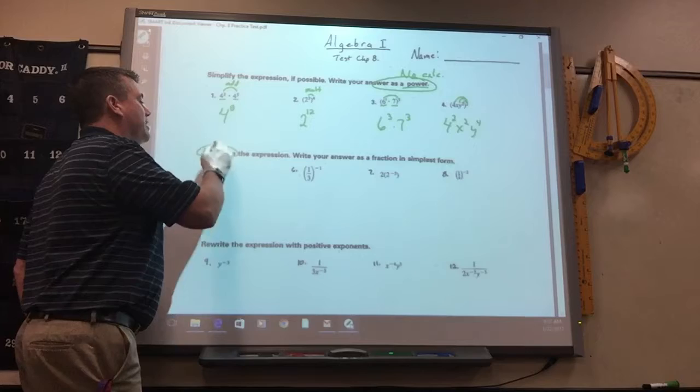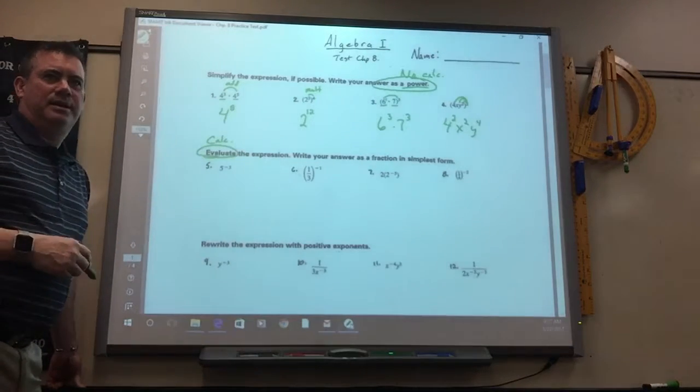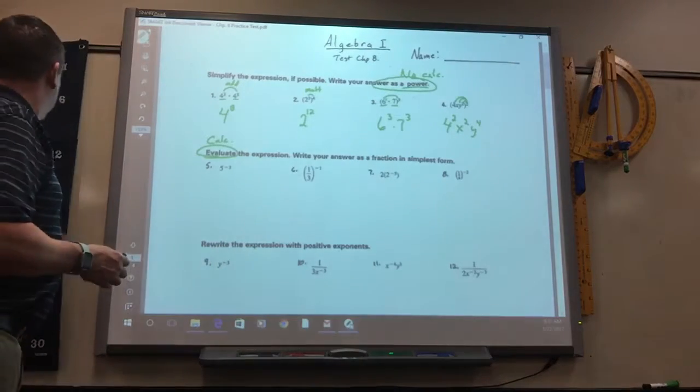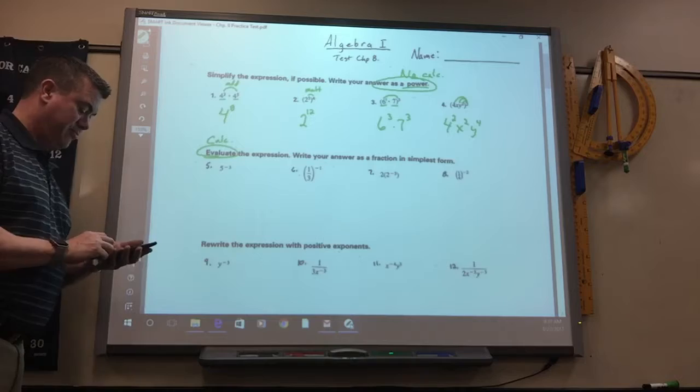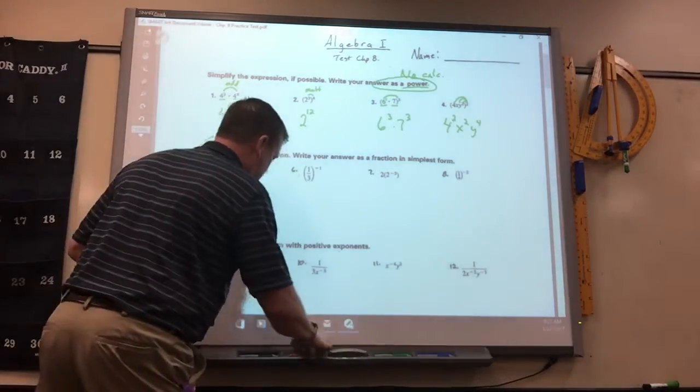When it says evaluate, then you do use a calculator. Now every year there's about 1/4 of the people that get this wrong because they just put that in a calculator. It's 0.008. 0.008, and you get it marked wrong.